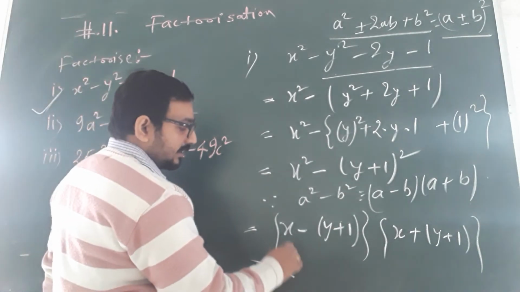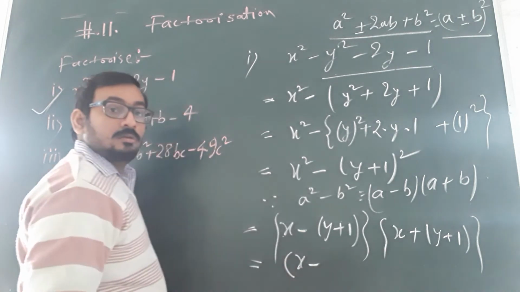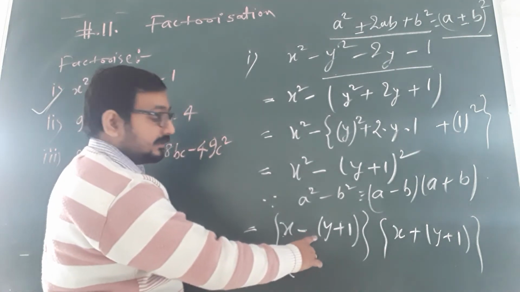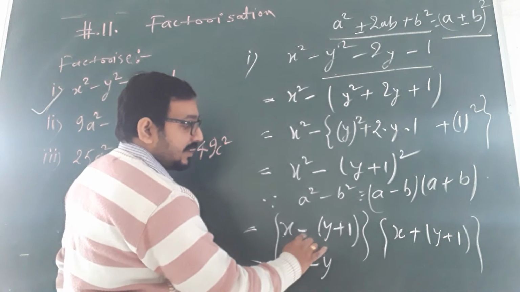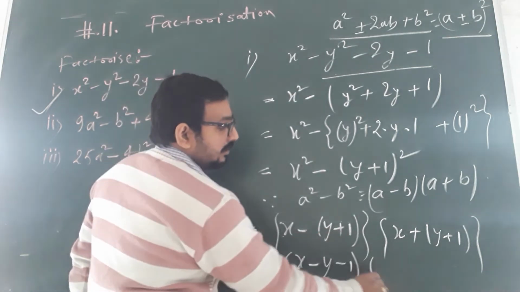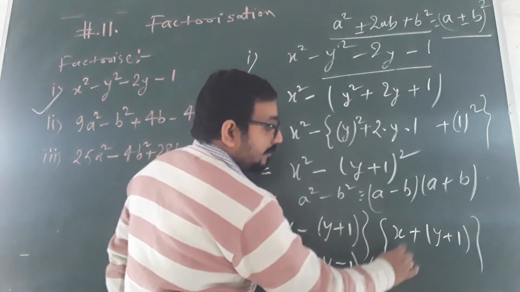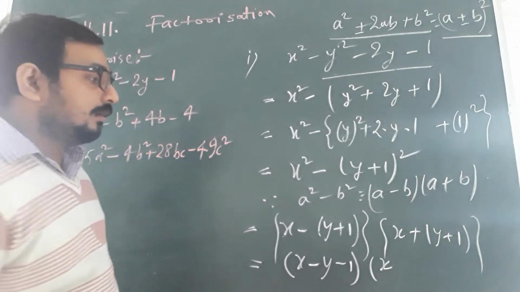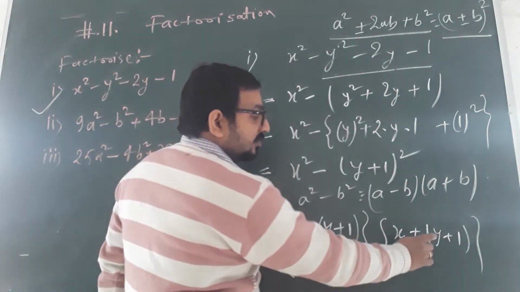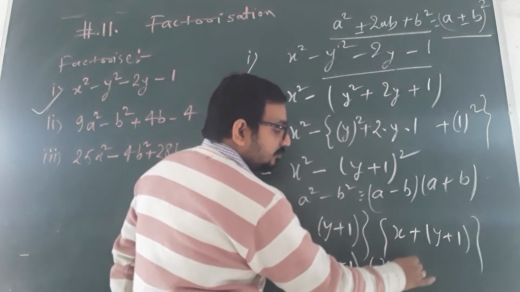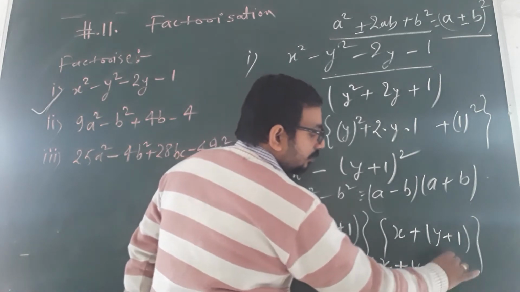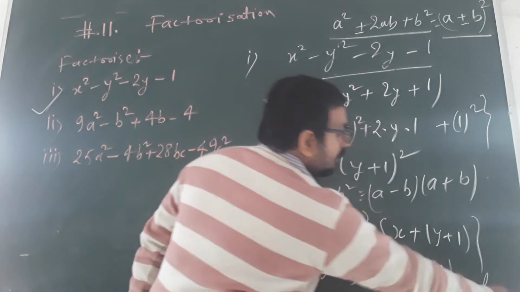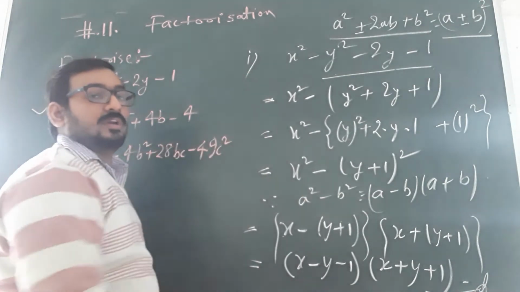Use a small bracket. x minus. When we remove this small bracket, then we get minus y, minus 1. And in this case, x has a plus sign, so do not change the sign within the curly bracket. See, the small bracket is then x plus y plus 1. This is your required factors of this algebraic expression. Okay.